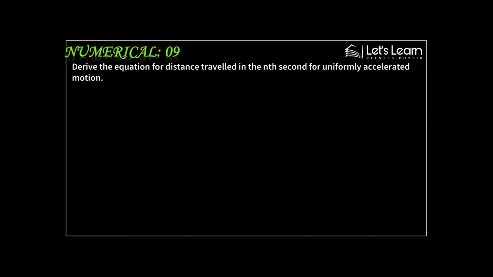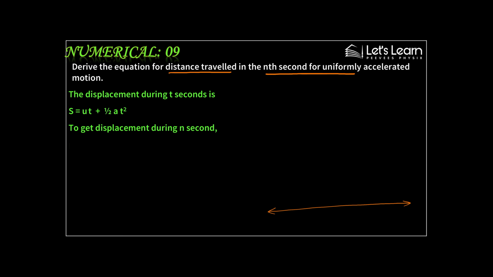Numerical number 9. They wanted to derive a relation for distance traveled during the nth second of the journey. Nth second means the last second. For that, we use our normal equation S equals ut plus half at square. To get the displacement during n seconds, I am choosing t as n. And in place of ut, un, half at square, half an square. This gives you the total distance traveled during n seconds.